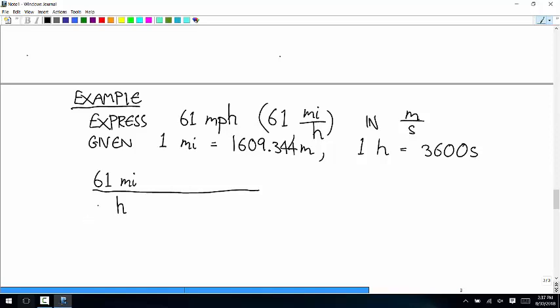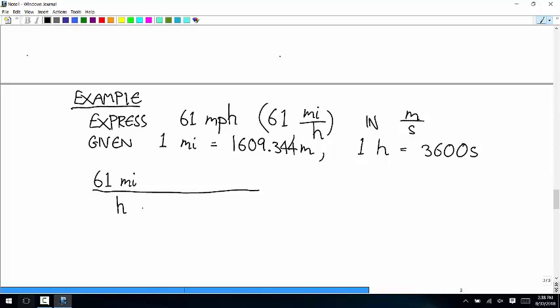Okay, so we'll start out with 61 miles per hour. And then we can do it all in the same line. We're going to multiply by one conversion factor that takes us from miles to meters, and then another one that takes us from hours to seconds. All right, so we're going to go from miles to meters. We're going to either multiply by 1 mile over 1,600 meters, or by 1,600 meters over 1 mile. Which one do we want?